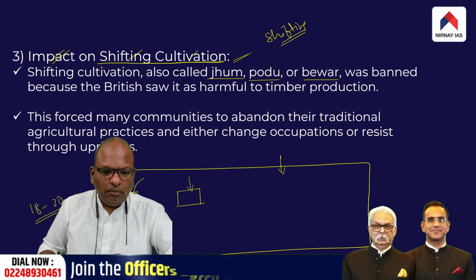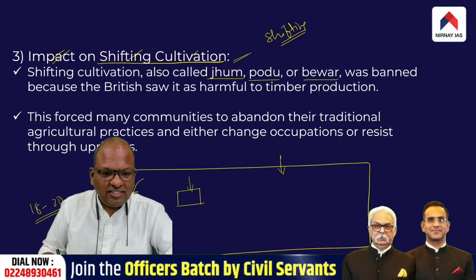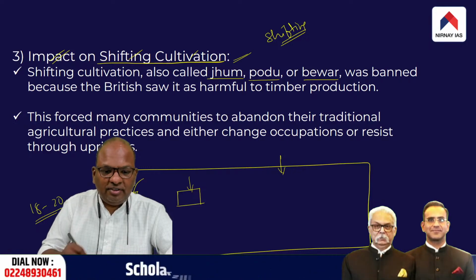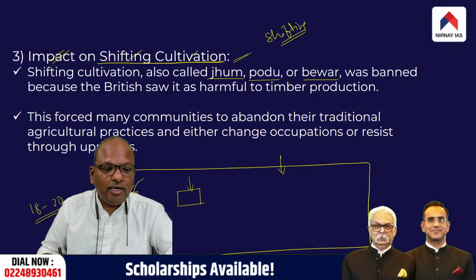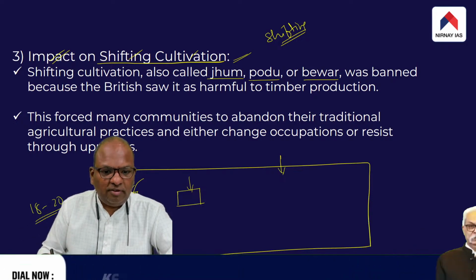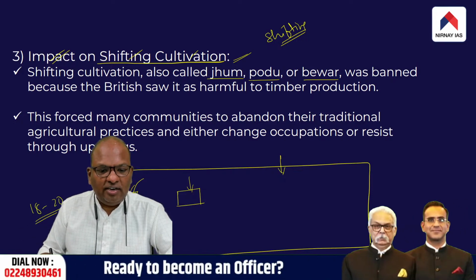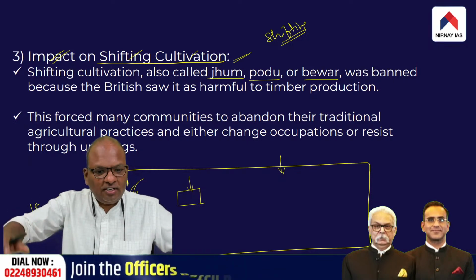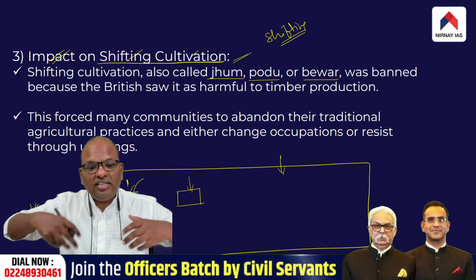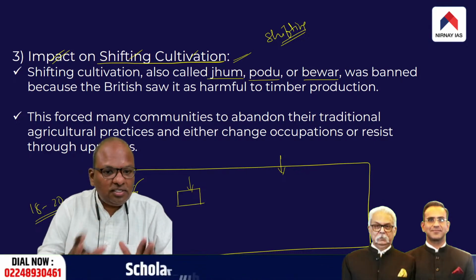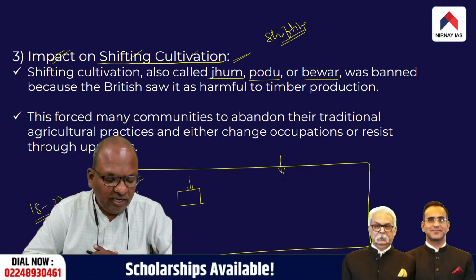Got my point? The first patch of land is left fallow for 18 to 20 years. No cultivation is carried out in this first patch of land for 18 to 20 years, for the trees to regenerate once again. We call this type of cultivation shifting cultivation.